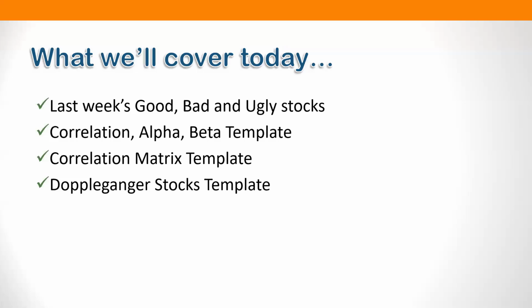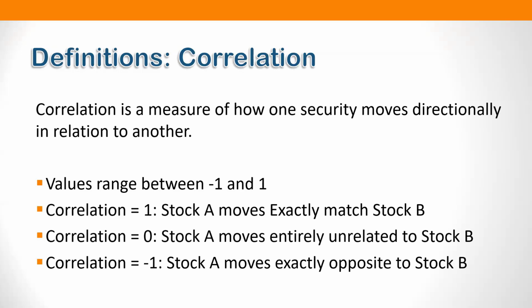So let's jump right into a few definitions if you're not familiar with correlation, etc. Correlation is a measure of how one security moves directionally in relation to another. The value of correlation ranges between -1 and +1. A correlation of 1 means that if you have two stocks, stock A and stock B, they both move in exactly the same way. So on one day when the stock is moving up, the other one moves up. On another day when it moves down, the other one moves down, exactly correlated to each other. Correlation of 0 means that they're entirely unrelated. And a correlation of -1 means that they are moving in exactly opposite directions.